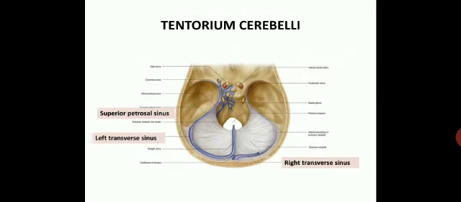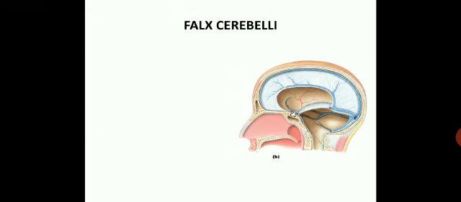The sinuses related to this dura mater are the superior petrosal sinus along the upper margin of the petrous part of the temporal bone, and the right and left transverse sinuses. The straight sinus is present along the median line, related to the base of the falx cerebri. Below, on the inferior surface in the posterior aspect, the occipital sinus is related. Falx cerebelli.